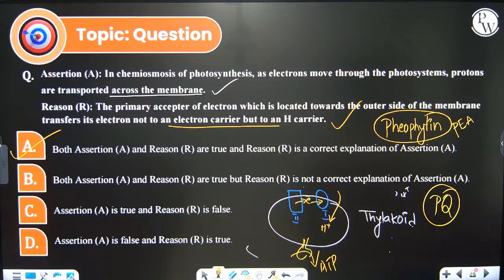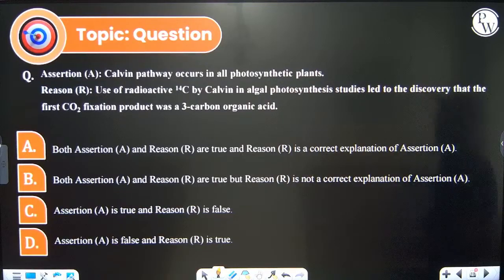Please go through this. Whatever the statements you guys are seeing are direct NCERT lines. These are not copied from anywhere. Next, let's see the next question.